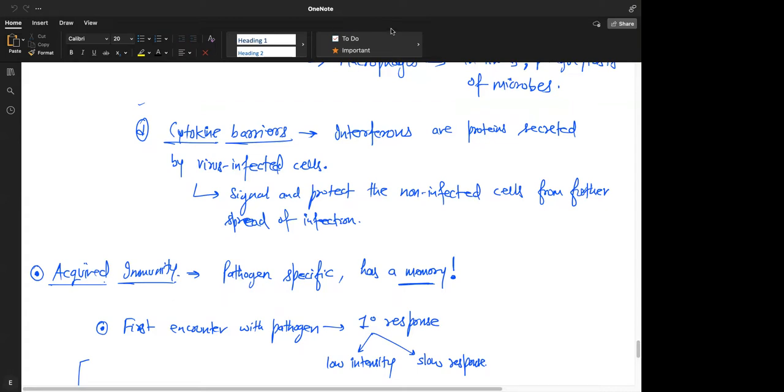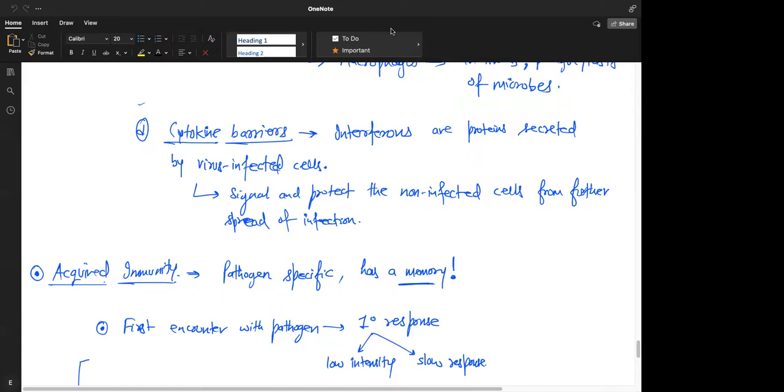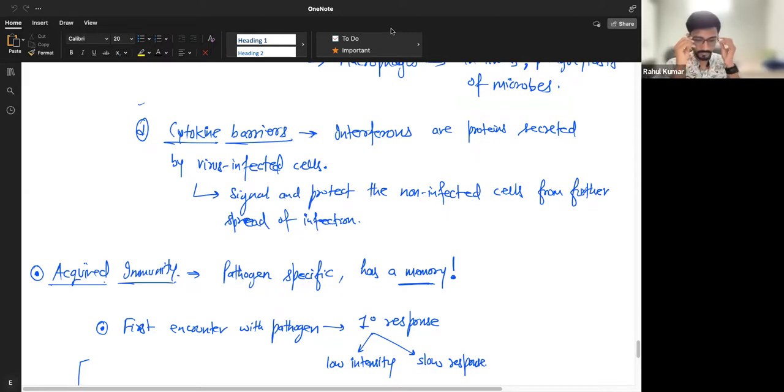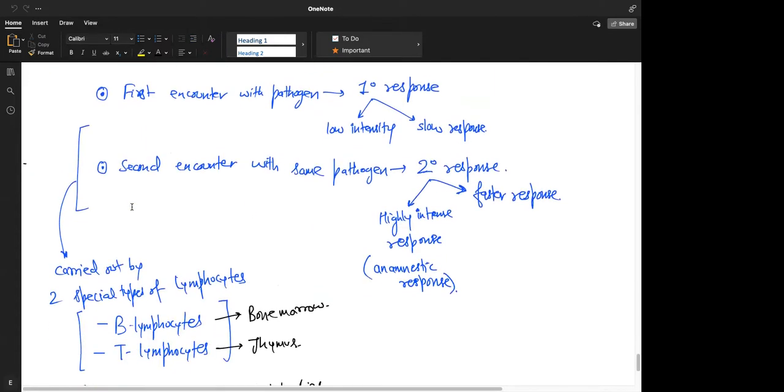It is carried out by two special lymphocytes, B lymphocytes and T lymphocytes. The B is for bone marrow and the T is for thymus, the places these lymphocytes come from. B lymphocytes produce antibodies, while T lymphocytes help the B lymphocytes to produce antibodies.